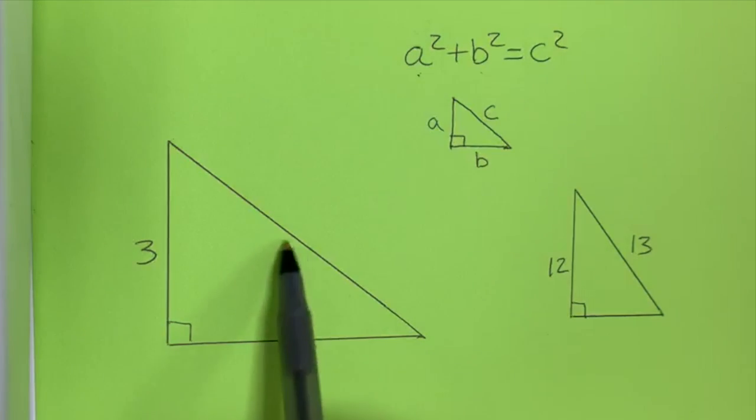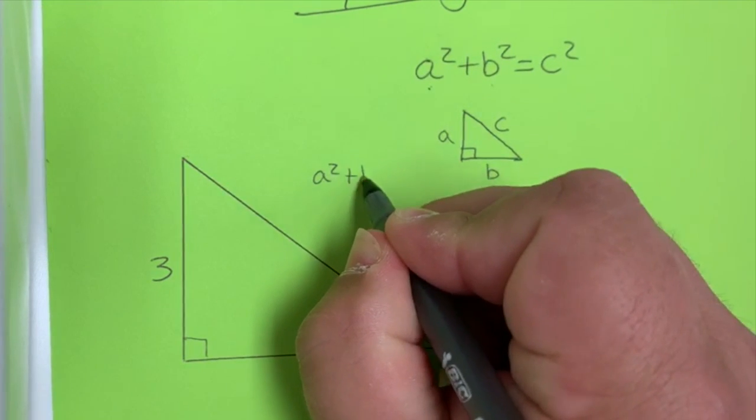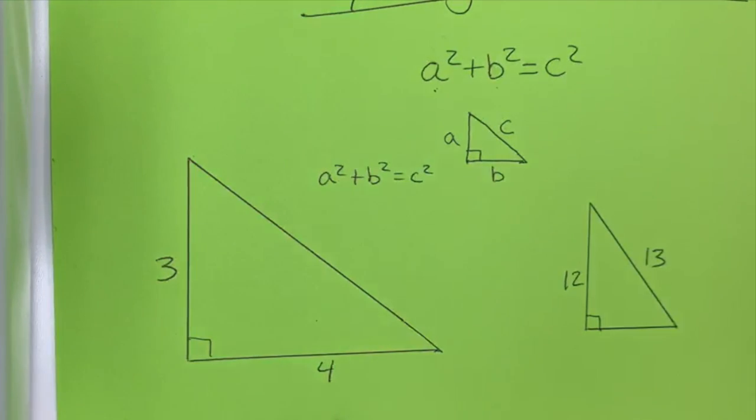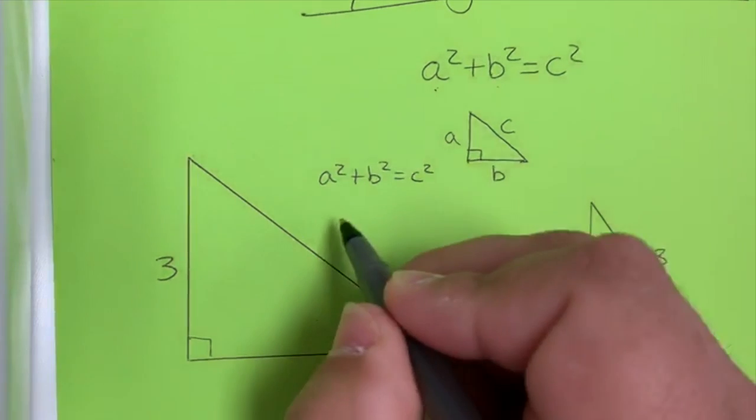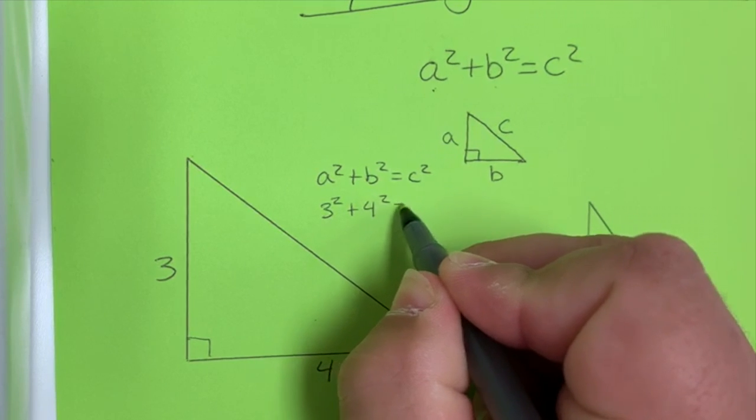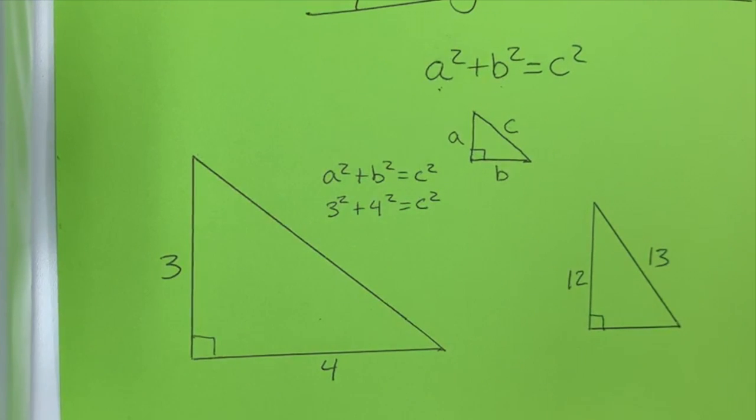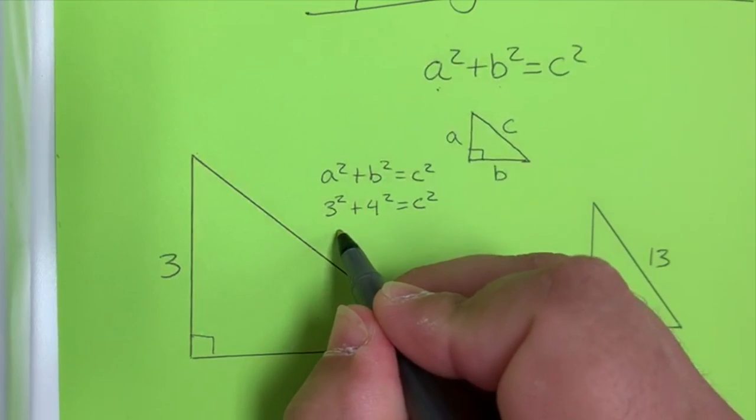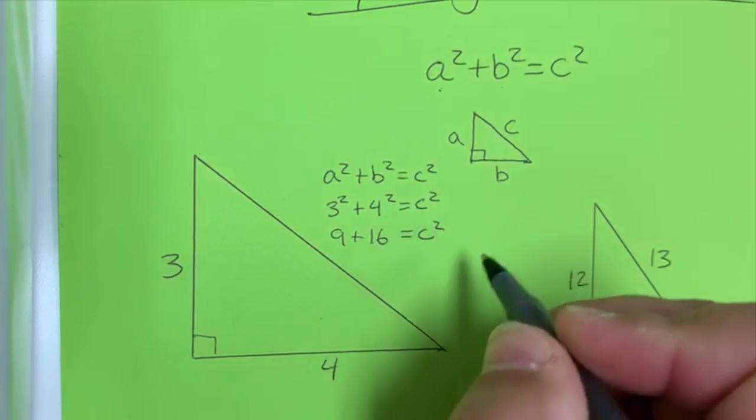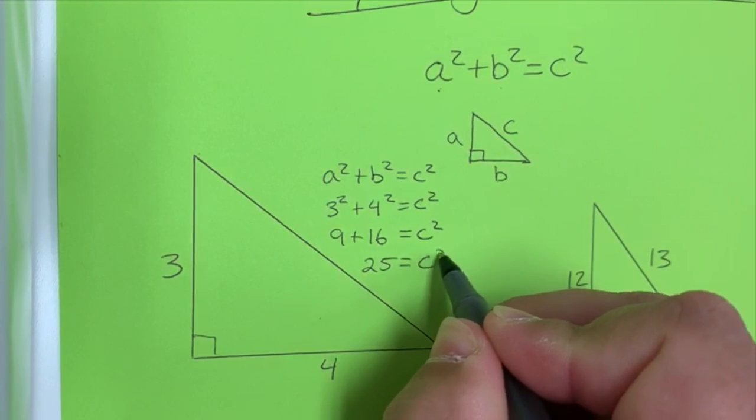So for legs of 3 and 4, I'm trying to find my hypotenuse. To set it up, I'm just going to rewrite my equation. A squared plus b squared is equal to c squared. And I'm going to plug these in as a and b. So I have 3 squared plus 4 squared is equal to c squared. Now all I have to do is square them and add them together. So 3 squared is 9, 4 squared is 16, and that equals c squared. 9 and 16, that's 25, is equal to c squared.